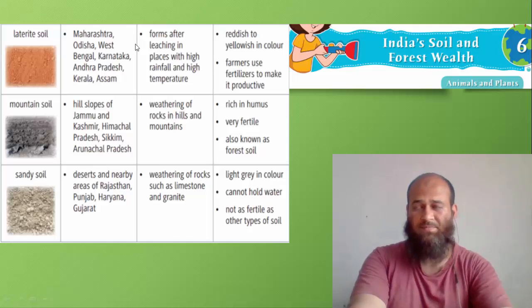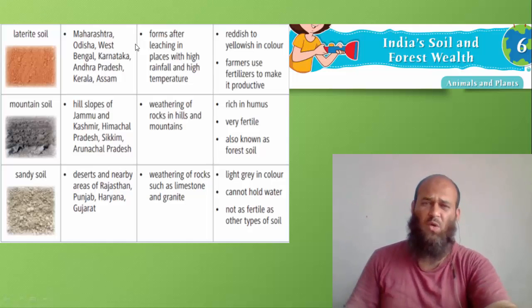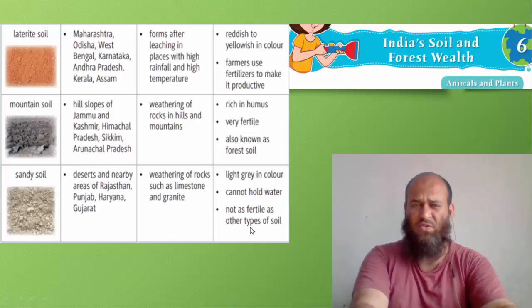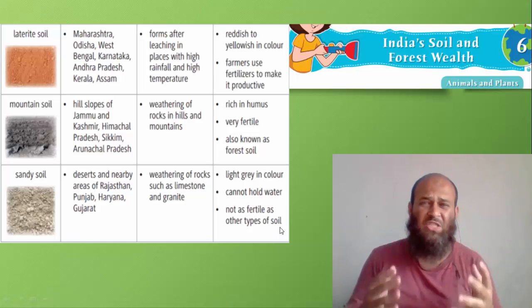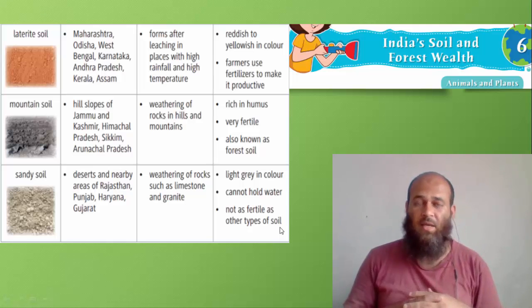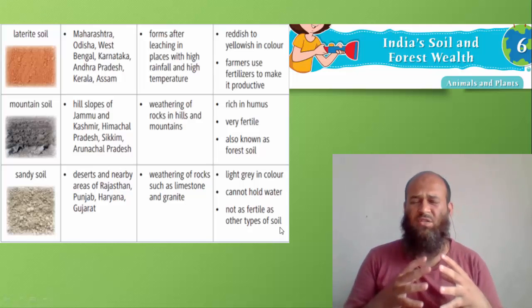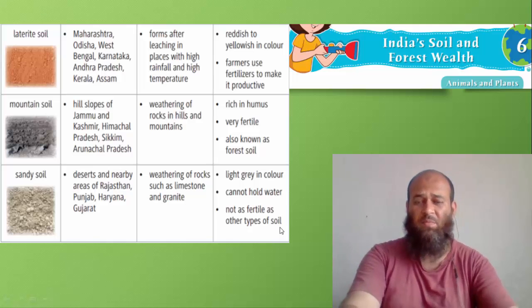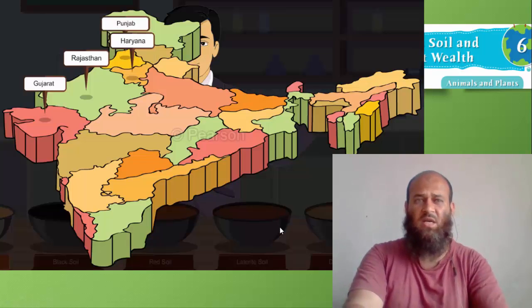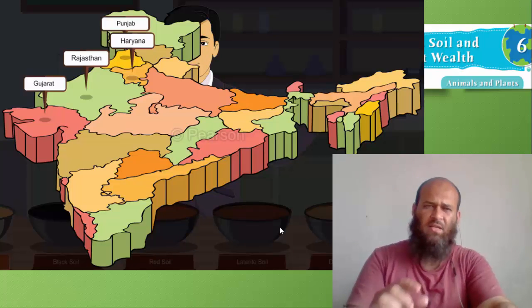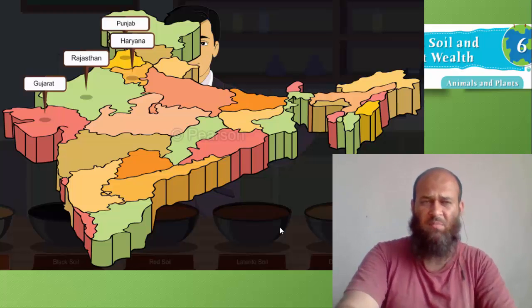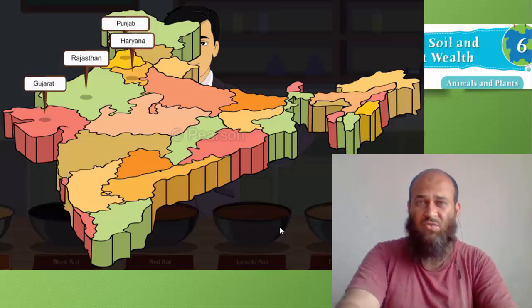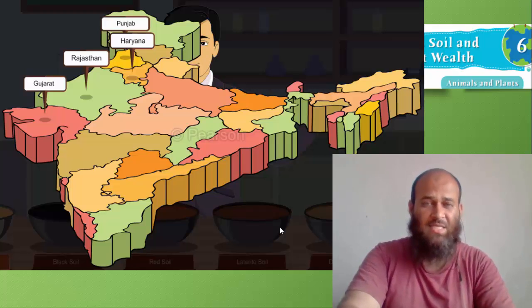Then you have sandy soil. Sandy soil, normally just like sand, light gray in color, cannot hold much water and is not as fertile as other types of soil. Even by adding fertilizers, you cannot make it much fertile. That's why major agricultural activities do not happen in the places of Rajasthan, Haryana, Gujarat. Not the whole of Punjab is covered with sandy soil, but just a small part of Punjab has sandy soil. But a vast region of Rajasthan is covered with sandy soil.